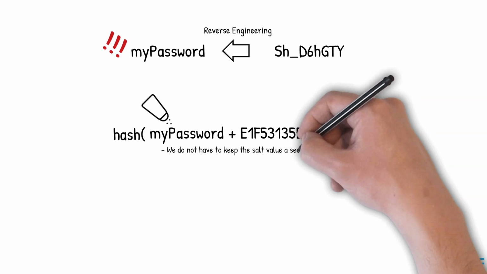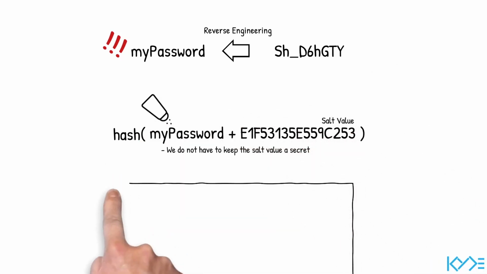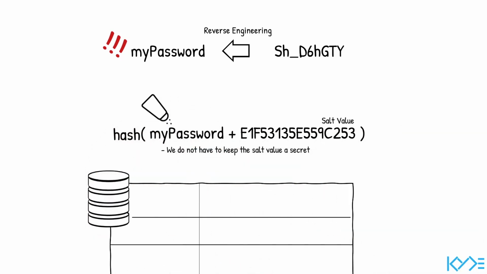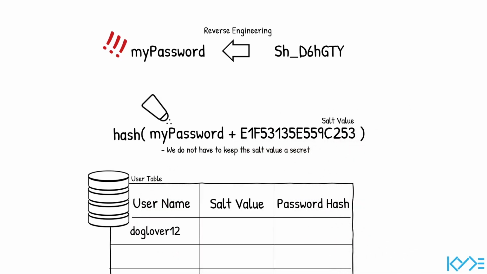So the best thing about salting is that this salt value is not a secret. So in our user table, we add another column called our salt value, which we save that randomized value that we've created when hashing into our table. So when we're trying to authenticate a user, we take their username and their password like before, but before we hash, we append that salt value to the end of their provided password, hash it, and then compare that new hash code to the one stored in our database.